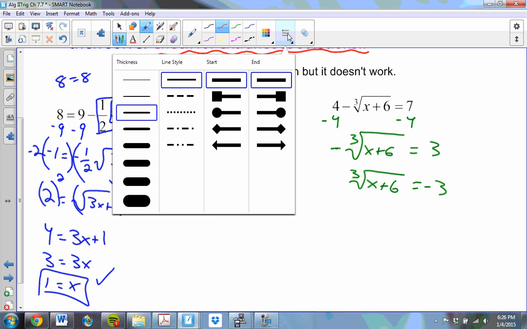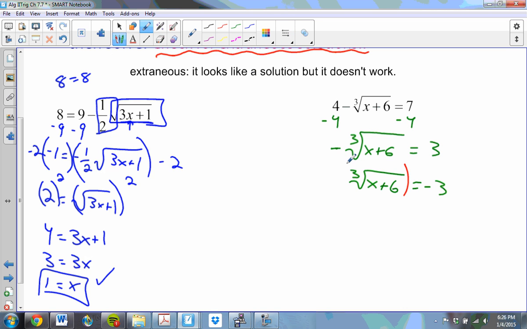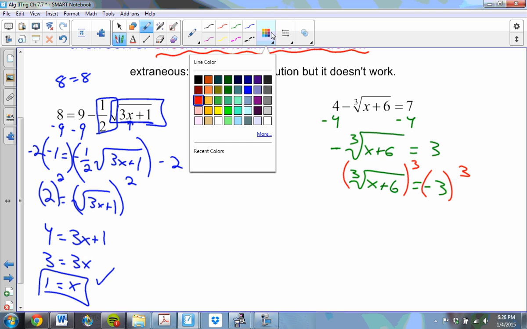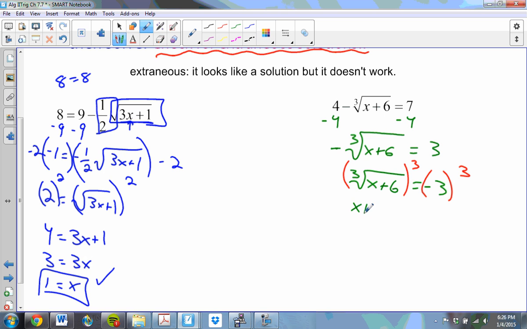To get rid of this cube root, I cube everything. The inverse of a cube root is a cube. That's going to give me that x plus 6 equals negative 27, because negative 3 times negative 3 times negative 3 is negative 27. So x equals negative 33. I want to check that to make sure that it works. So plug in negative 33. Negative 33 plus 6 is negative 27. The cube root of that is negative 3. 4 minus negative 3 equals 7, so it checks.